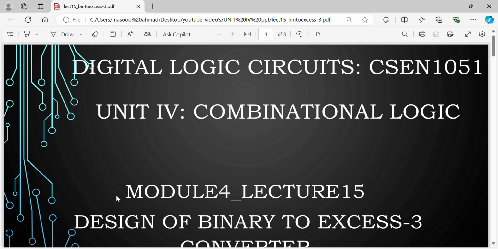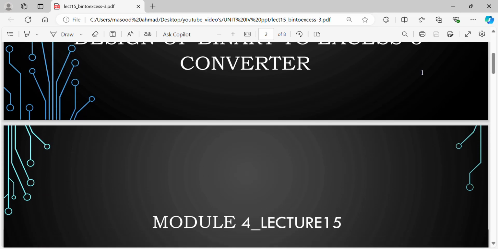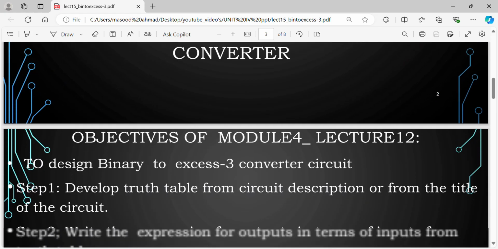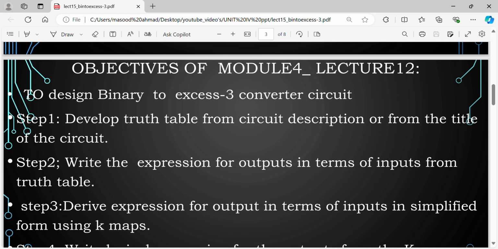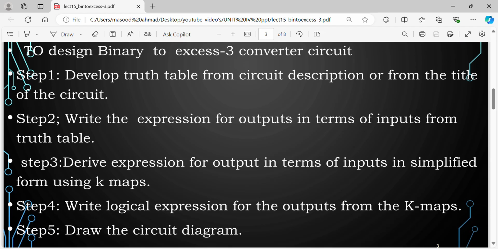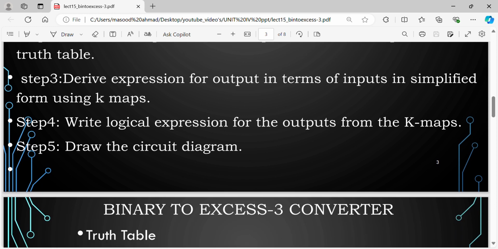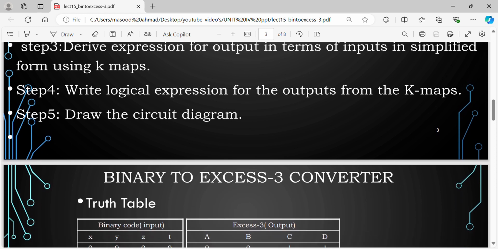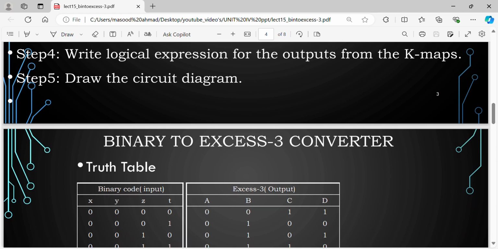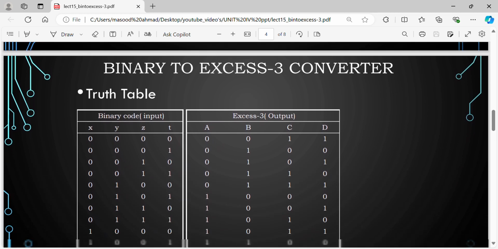We will start with lecture 15, in which we are going to look at binary to excess-3. In binary to excess-3, the input is binary, output is excess-3. As with the various other code converters we have seen, first we develop the truth table, then write expressions for the output, then get simplified expressions for output in terms of input. Then from the expressions, we draw the circuit diagram, which is the final step.